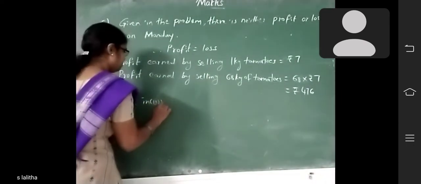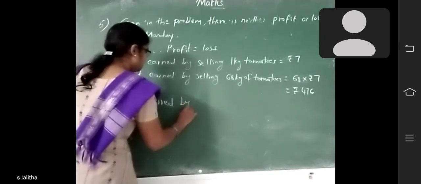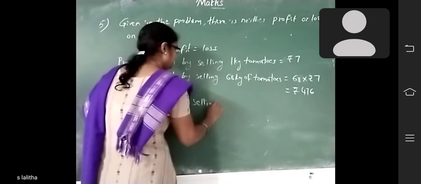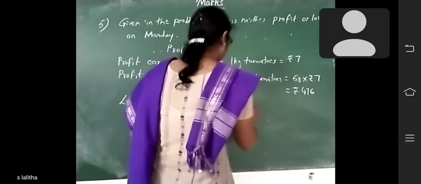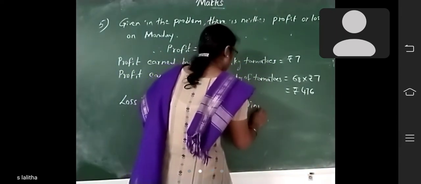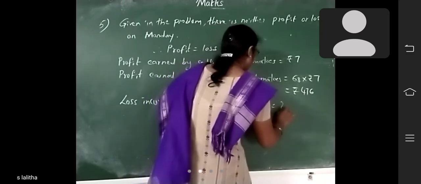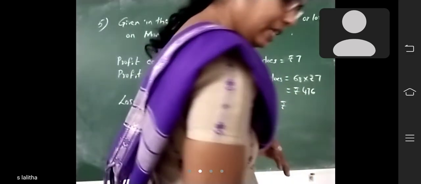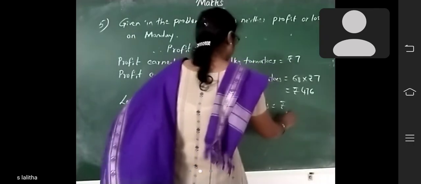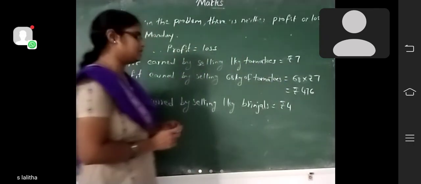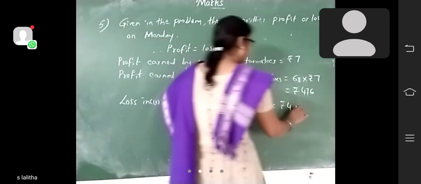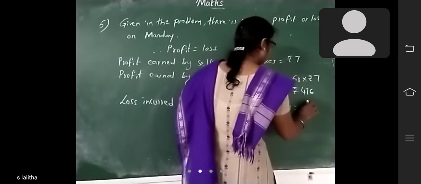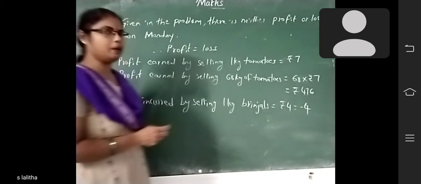And next, loss incurred by selling 1 kg brinjals. How much loss for 1 kg? 4 rupees. Here loss is given. Loss given means how should you write? Minus 4.